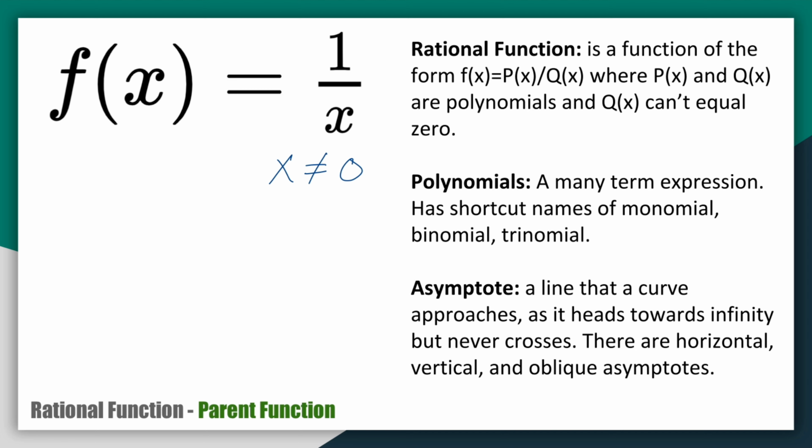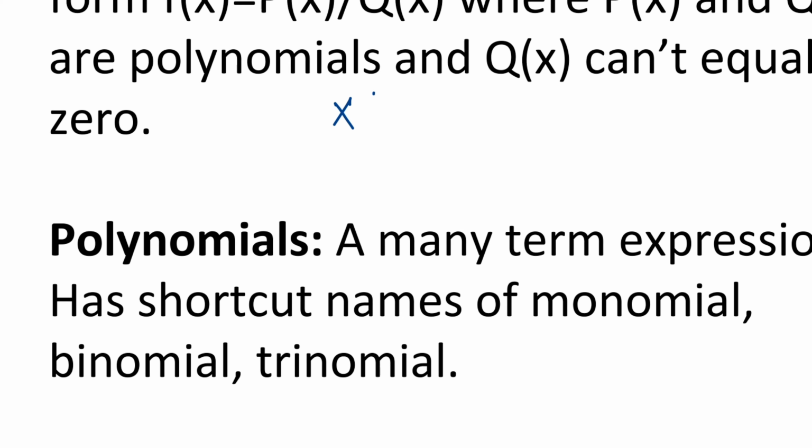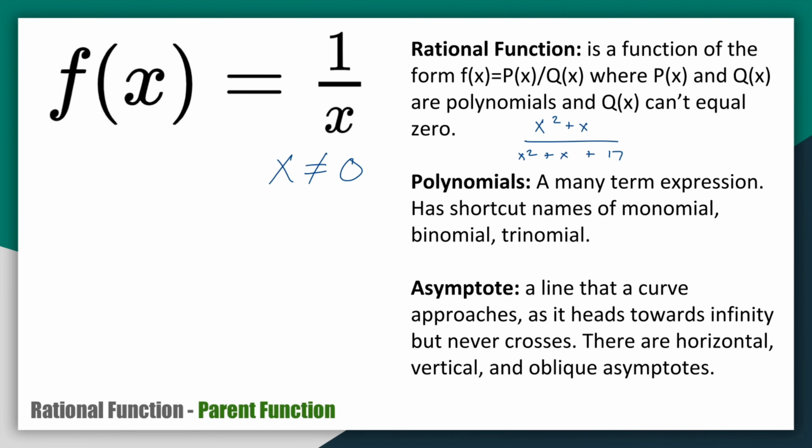All right, now that's a real mathematical definition. So let's break this down. 1 over x is a rational function because it has a polynomial on the top and a polynomial on the bottom. Another example could be a much more complicated one: x squared plus x divided by x squared plus x plus 17. You have a polynomial on the top, you have a polynomial on the bottom. Now you start to think to yourself, well, then anything could be a rational function, and kind of, but generally we're left with that x in the bottom's place.